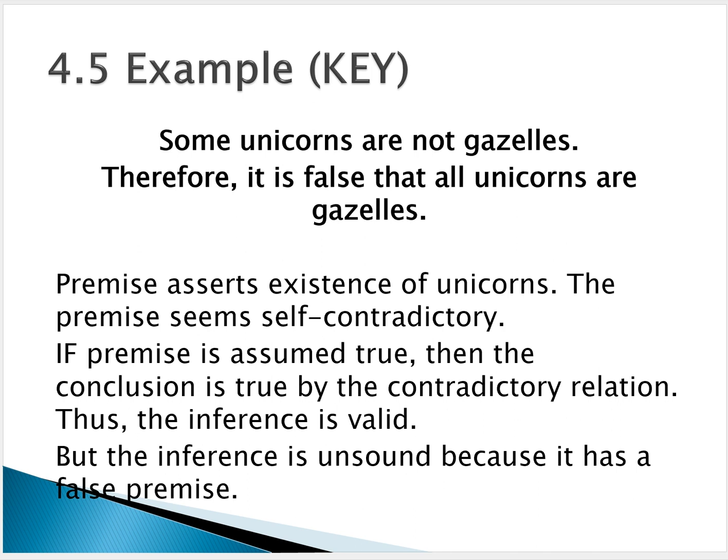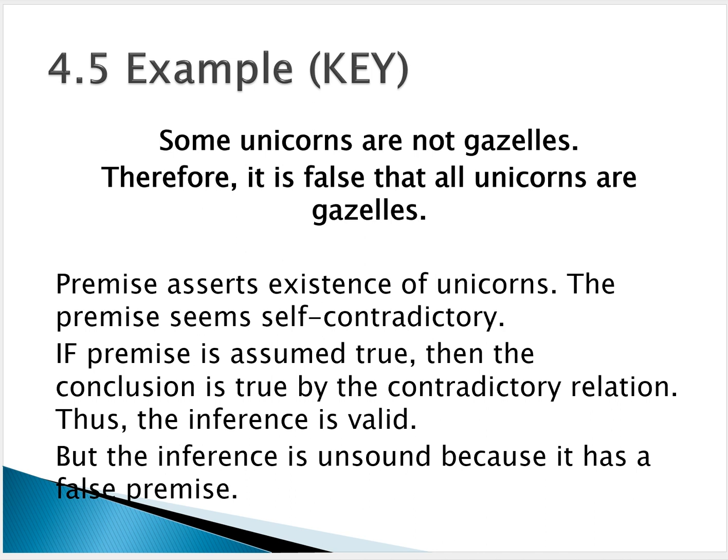Okay? The premise seems self-contradictory. So if the premise is assumed true, then the conclusion must be true by the contradictory relation. Thus, the inference is valid. However, the inference is unsound because it has a false premise, right? Some unicorns are not gazelles. Gazelles are gazelles. Unicorns are unicorns.